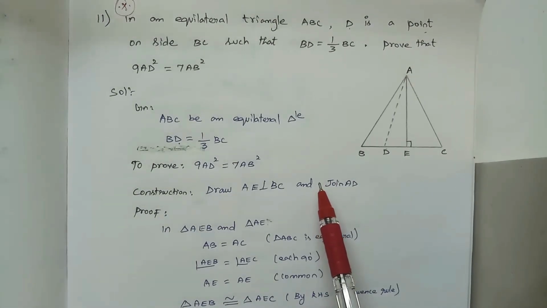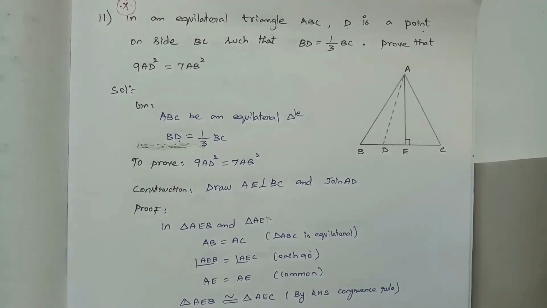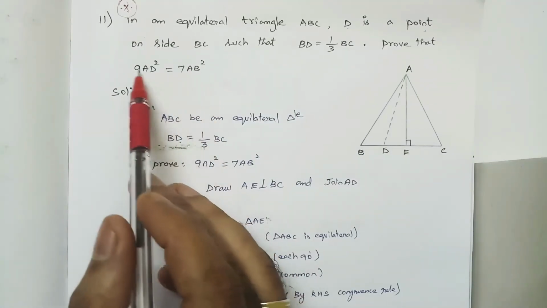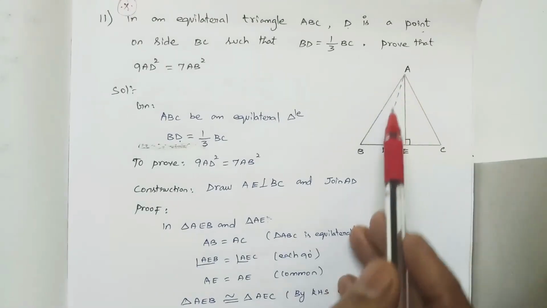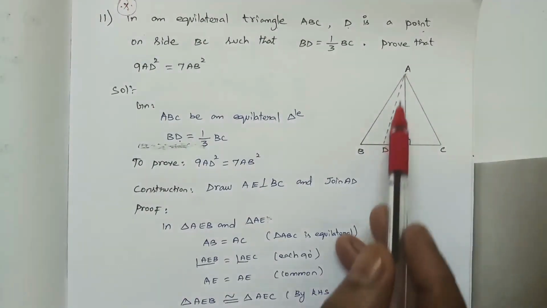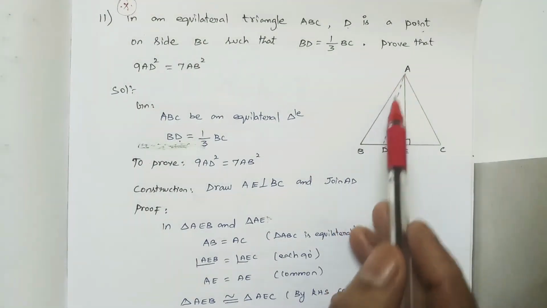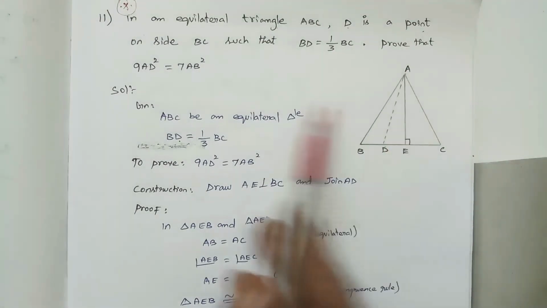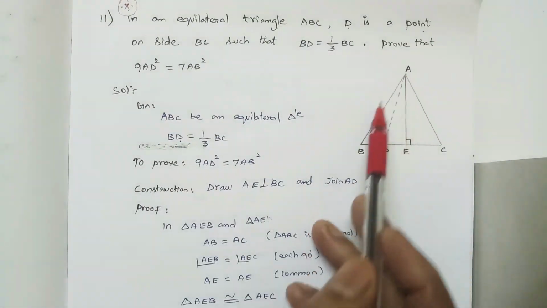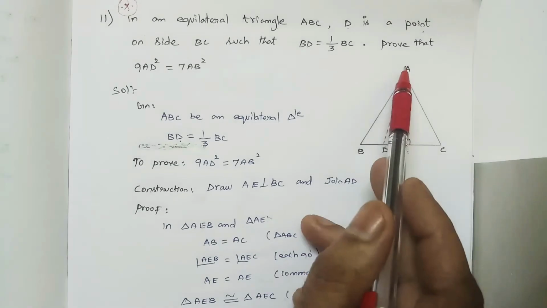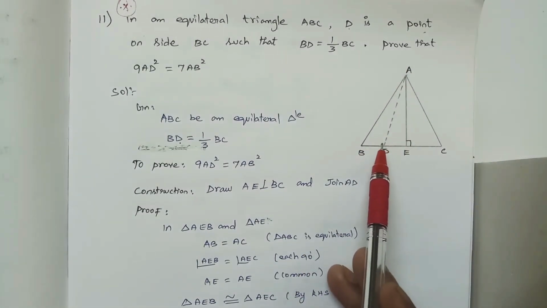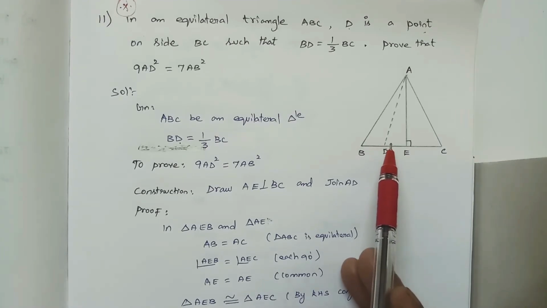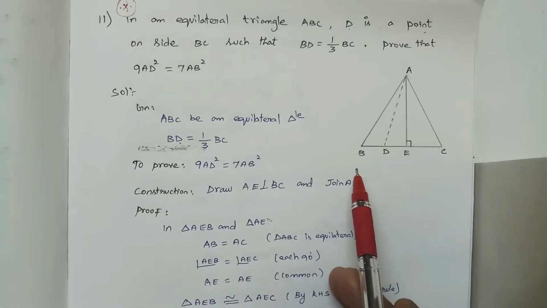So by using the Pythagoras theorem property, we can prove it. Here we have AD square and AB square, AD and AB. Which two triangles am I going to choose? Side AD is in triangle ADE, so I'm going to take triangle ADE, and next AB, the side AB is in triangle ABE. I'm going to choose these two right angle triangles alone.